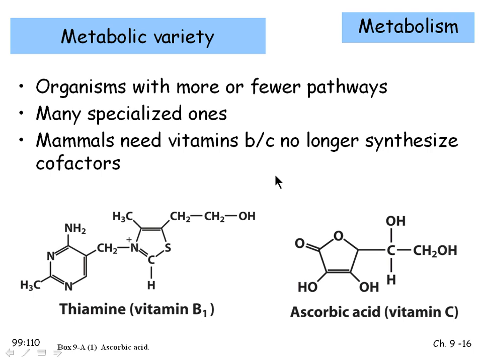There is actually in the world a huge amount of metabolic variety. Organisms may have more pathways than we do. They may have fewer. There are pathways where only this genus has that pathway because it's making some crazy toxin or something. We as mammals need as many vitamins as we need because we no longer make those cofactors. But obviously there are organisms out there that do make those cofactors or we would be dead. Plants, since they don't eat other people, have to, in general, make their own cofactors, and that's one of the reasons why plants are a good source of them.